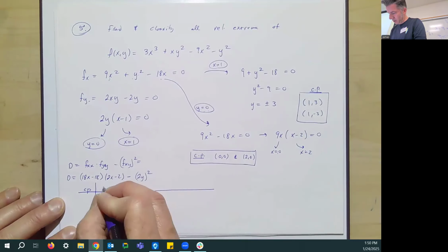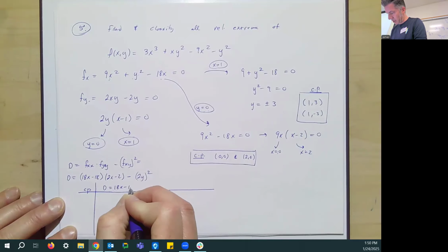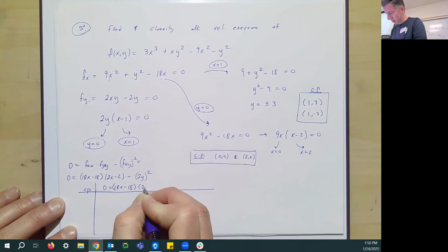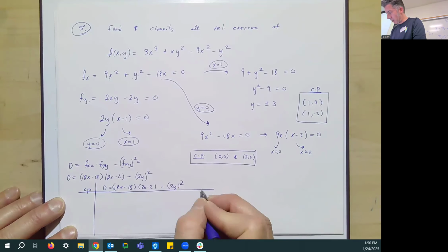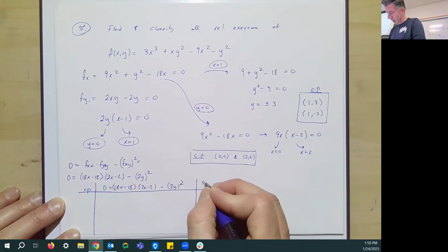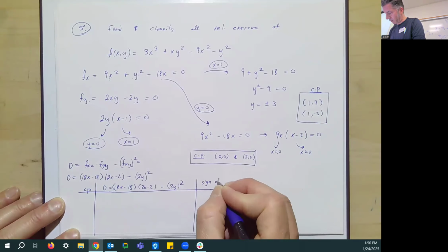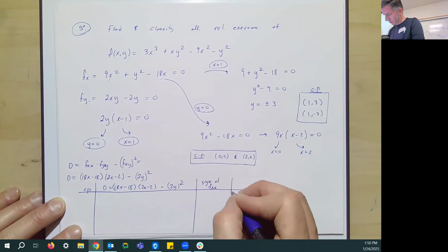Here's what D is equal to. I should have just written this there. Oh well, sorry. 18x minus 18 times 2x minus 2, minus 2y quantity squared. And then we're going to leave ourselves some space for the sign of the second partial if we need it. And then finally, the conclusion.